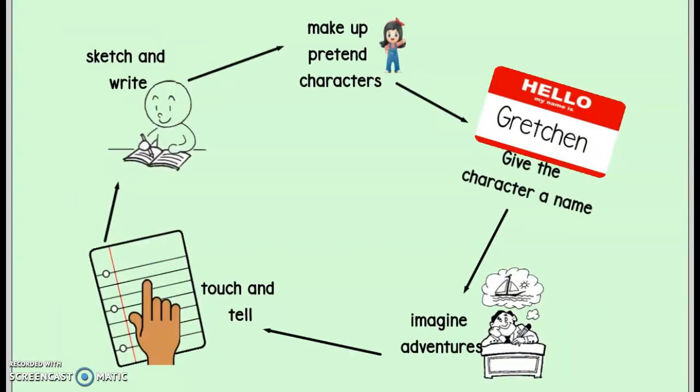So these are your steps one more time. You start by making up a pretend character. You give the character a name and a place. The next thing you do is you imagine their adventures. Imagine the ways that they get into big trouble. The next thing you do is you touch and tell across the pages or across your fingers. Your last step is to sketch and write.